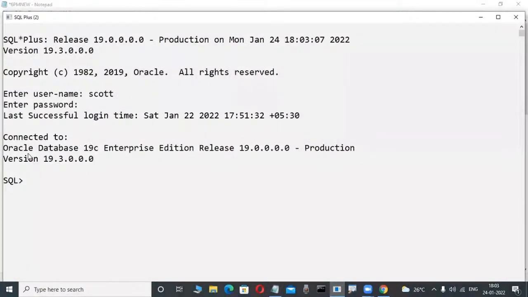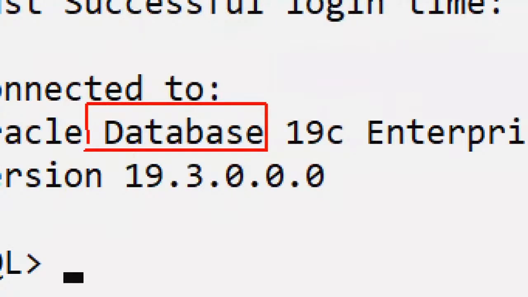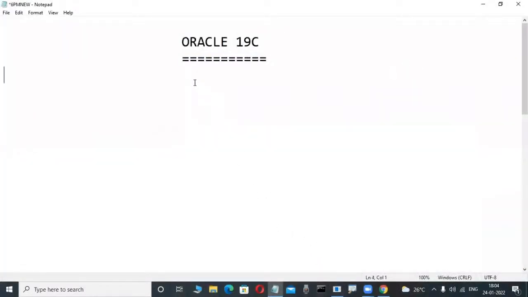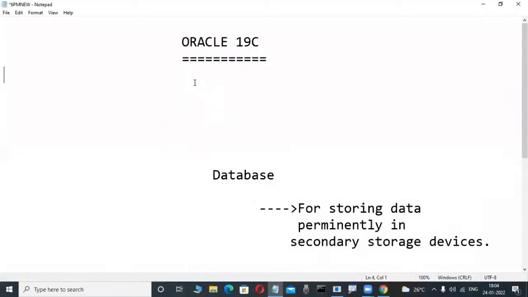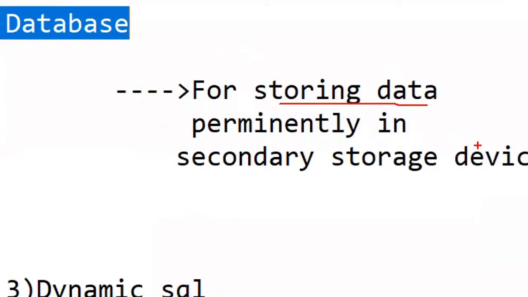Oracle is a product from Oracle Corporation. What type of product is that? Database product. What is the purpose of database products? Either Oracle, SQL Server, or DB2, so many products are there. What is the purpose of these database products? For storing data permanently in the hard disk, in secondary storage devices. But not only permanently storing the data, but also an efficient way of retrieving the data.